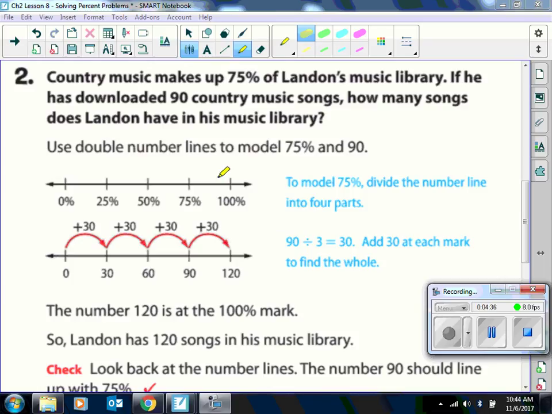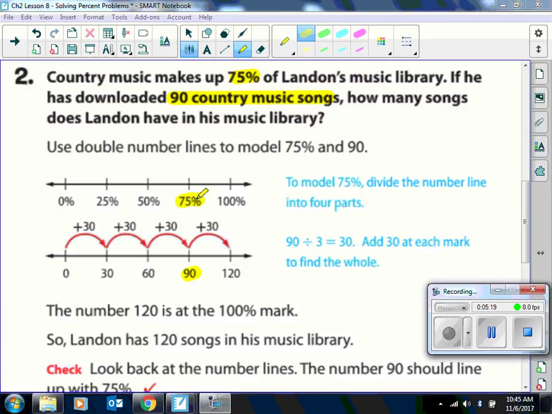So example 2 is the same kind of problem, but let's see here. It says country music makes up 75% of Landon's music library. If he has downloaded 90 country music songs, how many songs does Landon have total in his music library, right? So we want to know what his 100% is. But we do know that 75% of his songs are country music songs. Okay? So 75 is equal to the 90. So does everybody see that the 75 and the 90 line up?